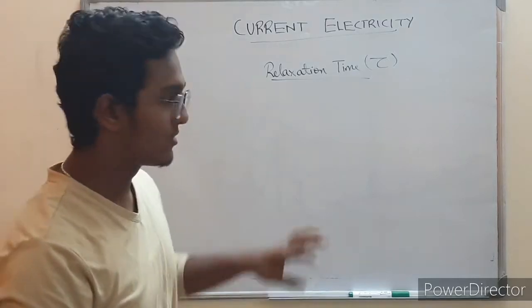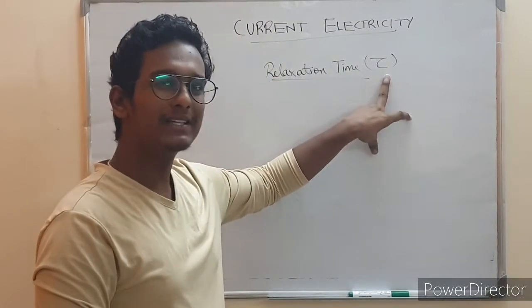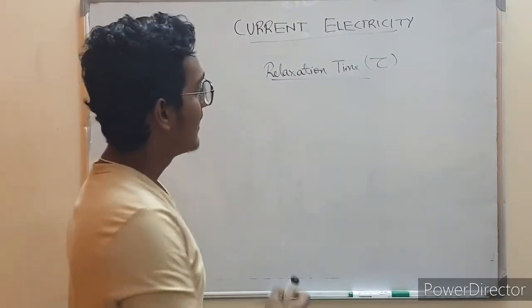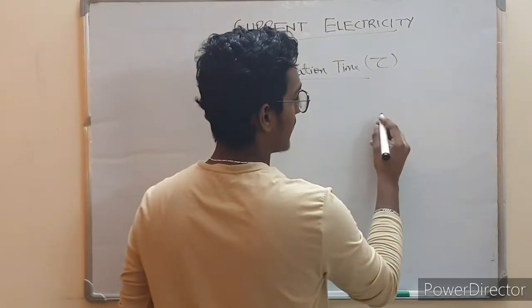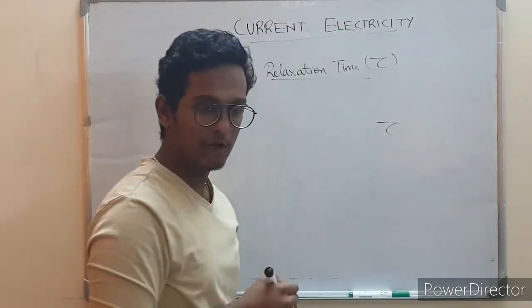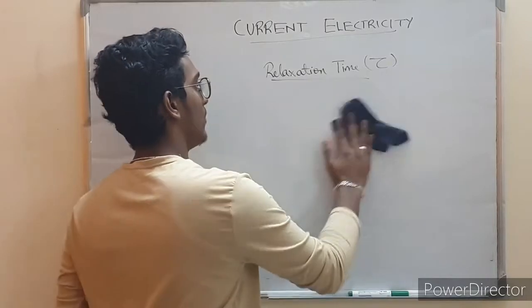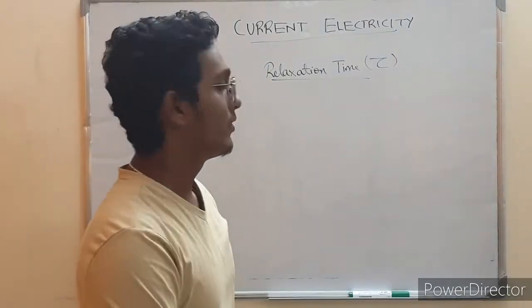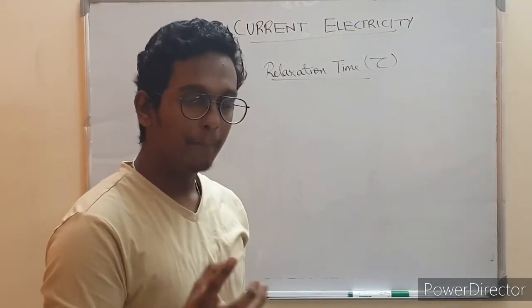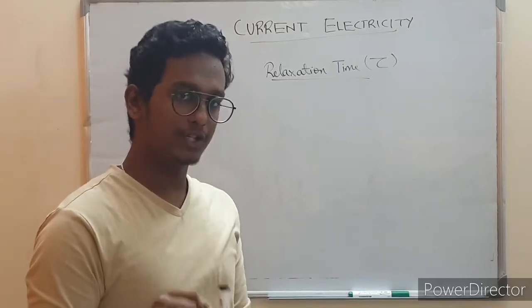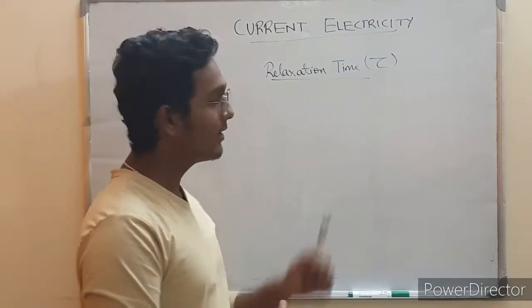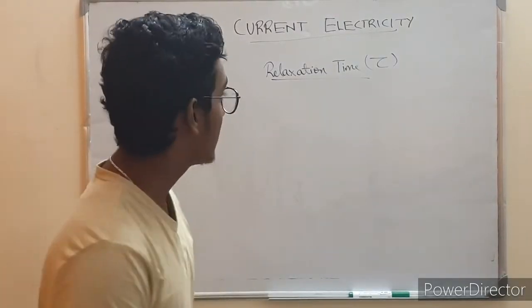So now we are talking about relaxation time denoted by the symbol called tau. It's in this way. This is tau. Okay, so what is tau? The amount of time between two successive collisions of an electron is denoted by tau and is called the relaxation time.